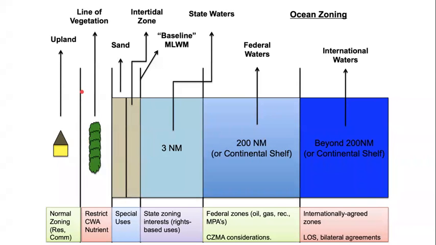But in many other places, usually there's this line of vegetation that separates the upland area from where you start looking at, let's say, a traditional beach. There's some sort of line of vegetation. And in most of these cases, that line of vegetation marks where the upland coastal zone begins.